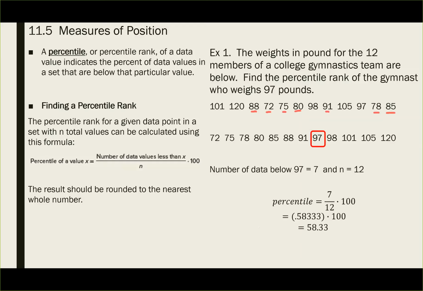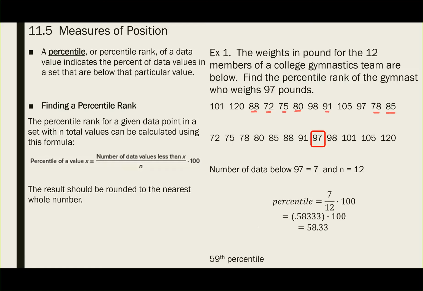But reminder, because we are trying to find a percentile, you have to round to the nearest whole number. It doesn't matter if the decimal is below 5, we round up. So the gymnast who weighs 97 pounds is at the 59th percentile.